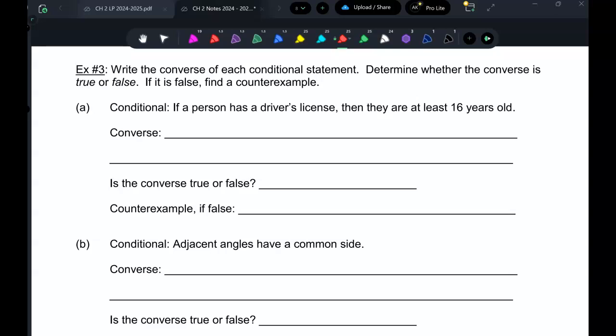Okay. So Maya, did you have a question or did you want to do the first one? Okay. Sure. If you are at least 16 years old, then you won't need a driver's license. Okay, so the converse: if a person is at least 16 years old, then they have their driver's license.